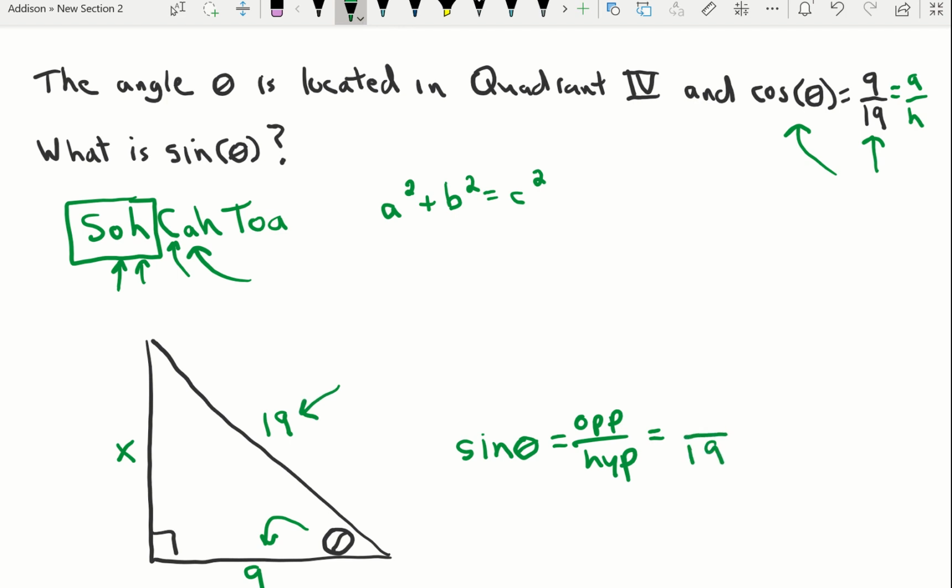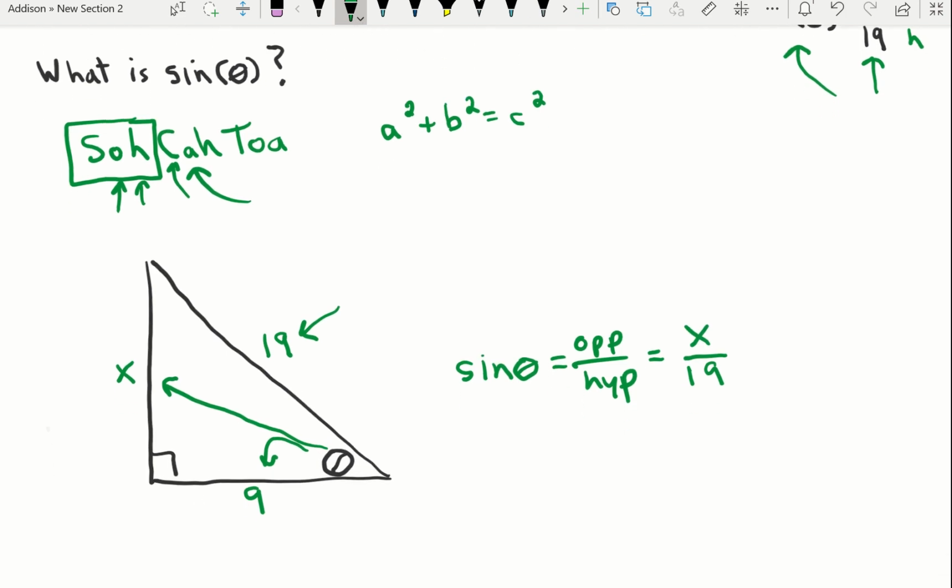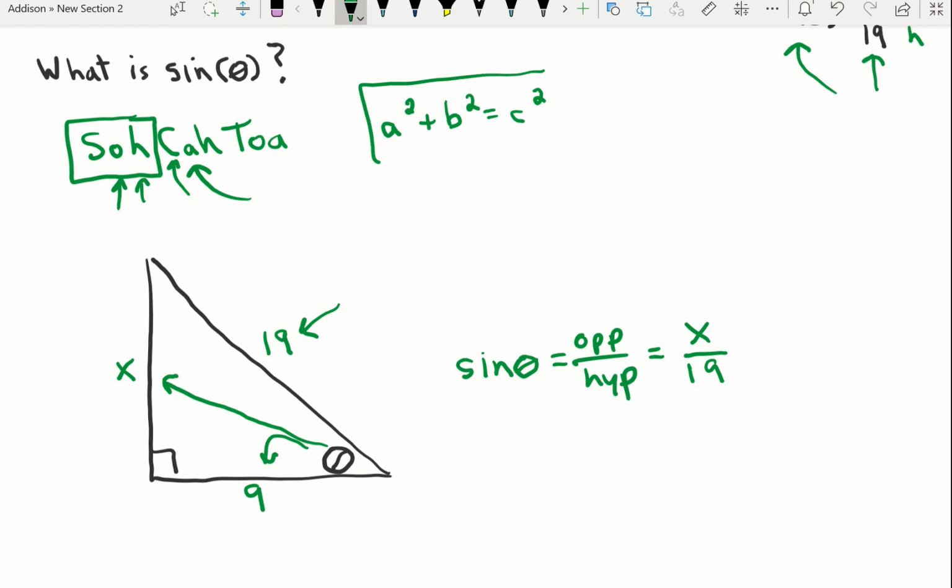But now we need the opposite side. And the opposite side of theta is always the side that you could draw an arrow and hit it. So x is going to be the opposite side. And we don't know what that is. So that's when the Pythagorean theorem comes into play. We're going to use a squared plus b squared equals c squared.